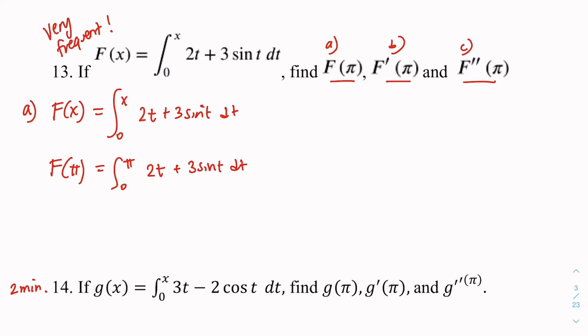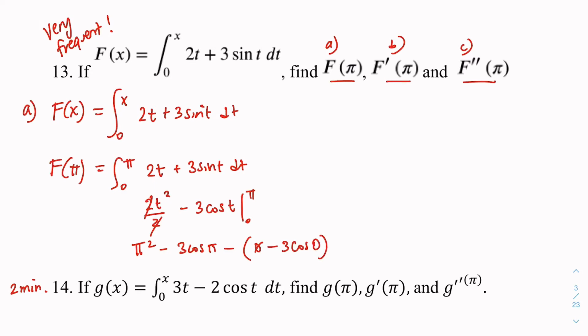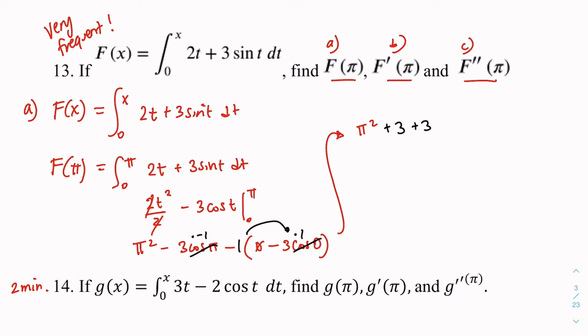And we know how to do the right side. We know how to evaluate this. It's just saying find the integral, plug in pi, plug in 0. So to find the integral, we'll use the power rule. Evaluated from 0 to pi. So the 2's will cancel, leaving me with pi squared minus 3 cosine of pi minus parentheses 0 minus 3 cosine of 0. Okay, finishing that up. So my final answer is f of pi equals pi squared plus 6.